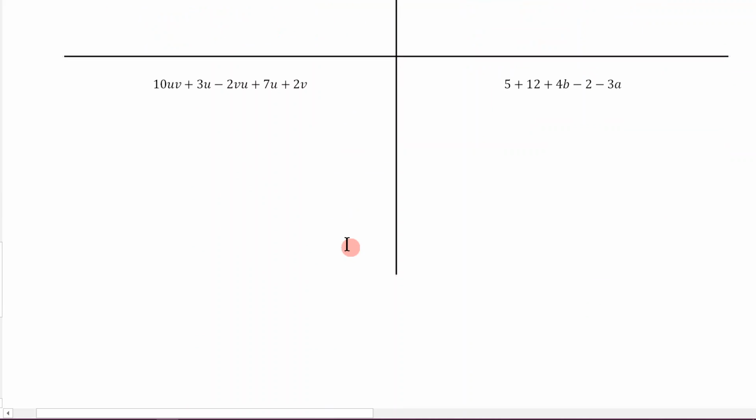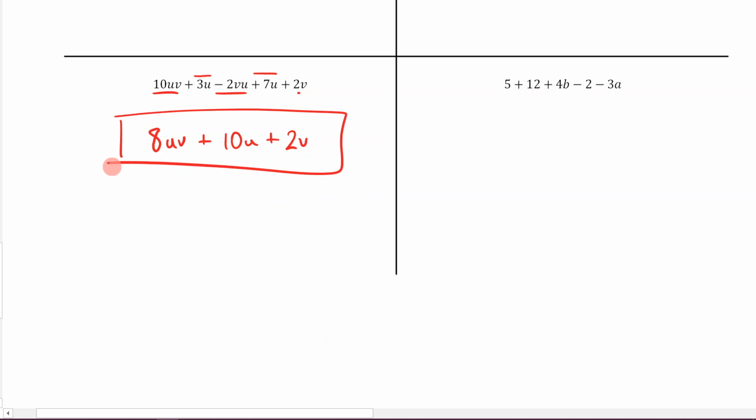Let's see if we can do these ones a bit faster. So I have 10uv, and I have minus 2vu. Now they're the same thing. The letters are in a different order, but they're still the same. So if I was to add these together, I'm going to get 8uv, and then I have 3u and plus 7u, which is going to be plus 10u, and then I have 2v, and that 2v doesn't have any like terms. So that is going to be my answer. Very good.